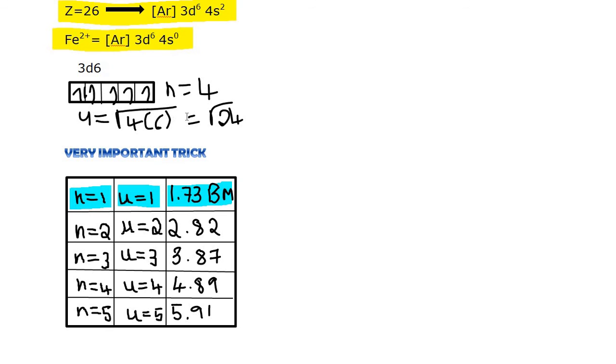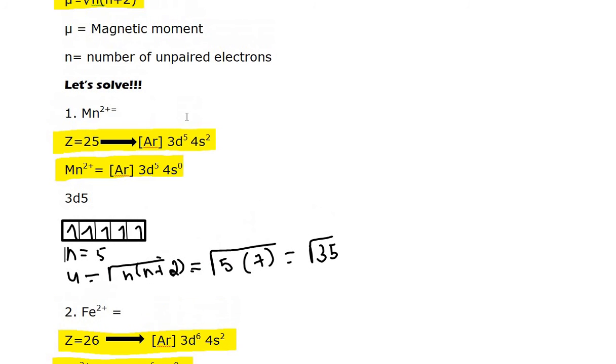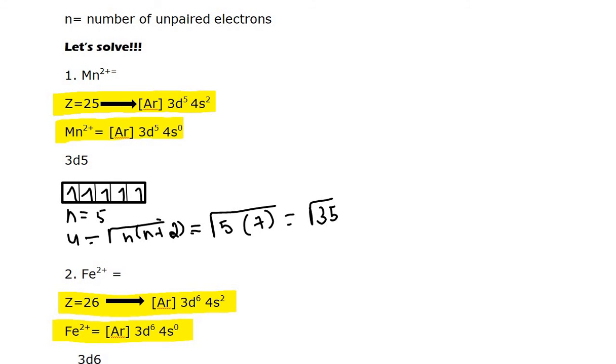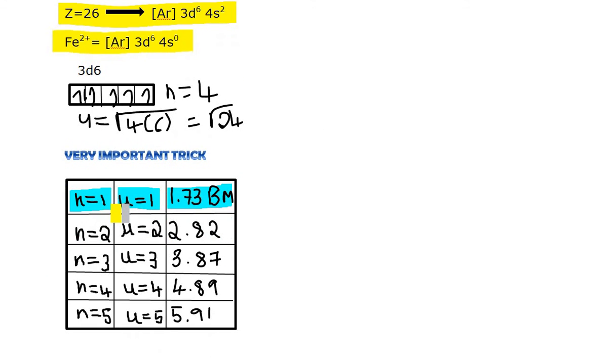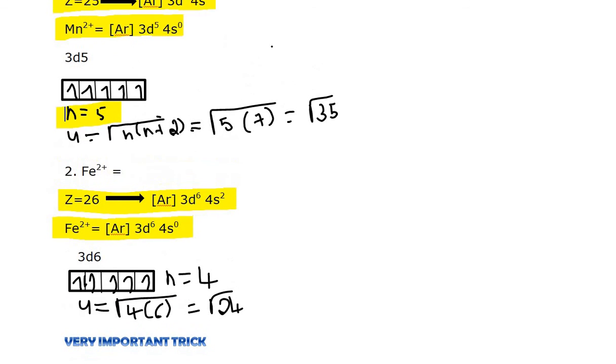Now let's go back to the questions. For the first question, Mn2+, what n value did we get? We got n value as 5. If the n value is 5, what is the magnetic moment? It is 5.91. You can cross check my method in the calculator also. Square root of 35, you will get exactly 5.91.